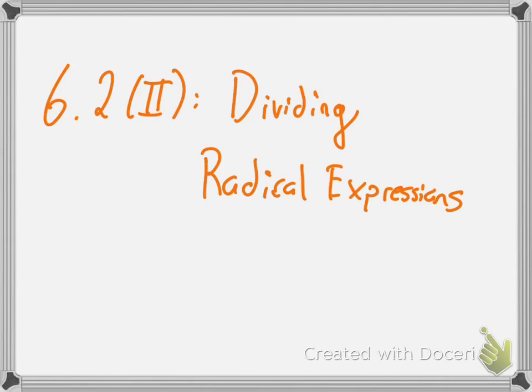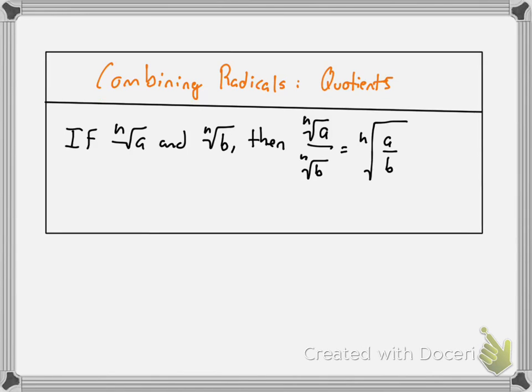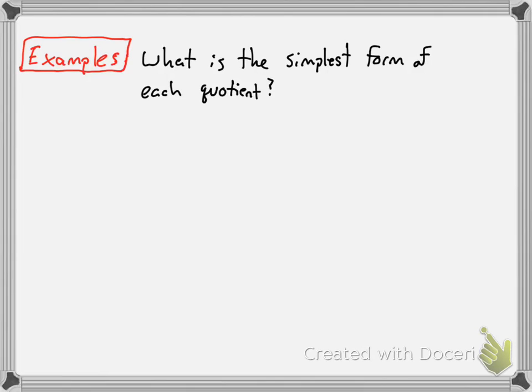In the second half of 6.2, I'm going to be dividing radical expressions. Similar to multiplication, if I have two expressions that are being taken to the same nth root and I'm dividing them, I could put that fraction all over one big radical sign and divide the fraction inside the radical to simplify it. So let's look at two examples to see what we're talking about here.